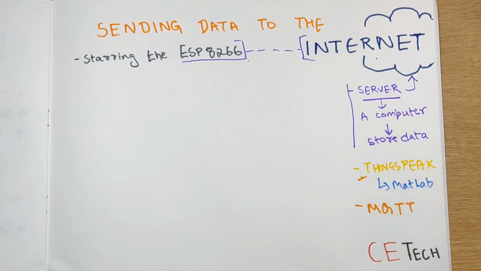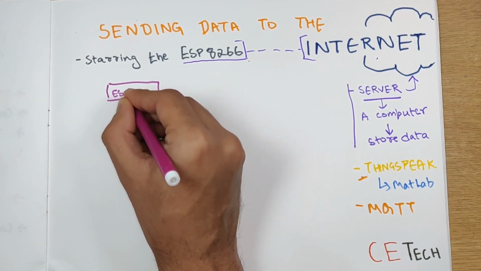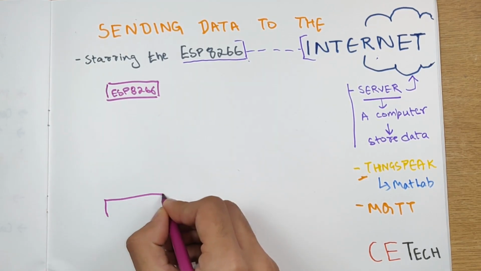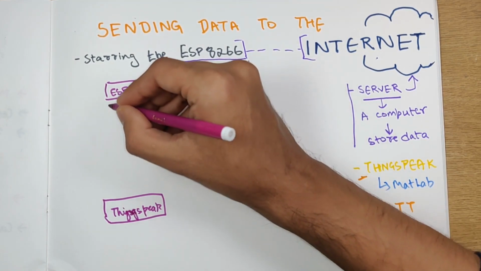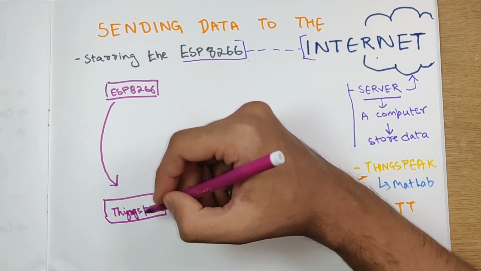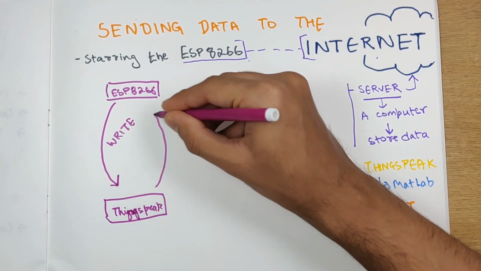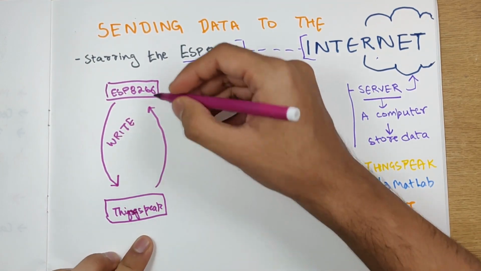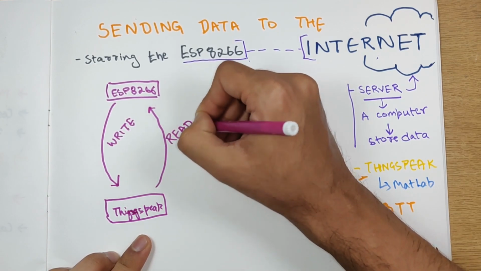So firstly, into Thingspeak, suppose this is our ESP8266 and here we have the Thingspeak. Now to send data from the ESP8266 to the Thingspeak, we will call this as write, and to read data from the Thingspeak server to the ESP8266, we will call this as read.